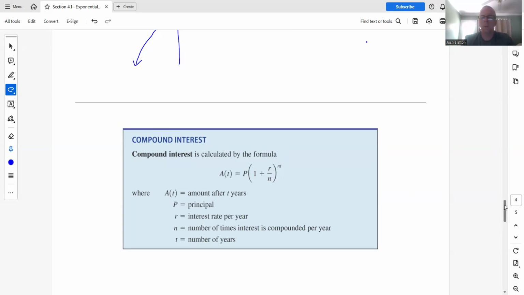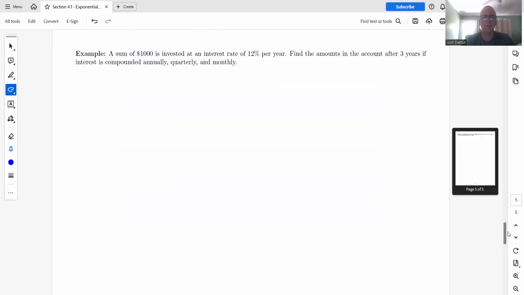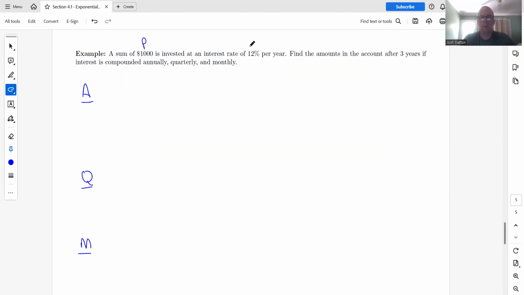So let's look at a few examples here. We have a sum of $1,000 invested at 12% per year. We're going to find the amount after 3 years if we're compounding annually, quarterly, monthly. So we'll do annually, quarterly, I think this will be enough room, monthly. So this is our principal, this is our rate, and this is our time, and then each of these will be our n. So here we have n equals 1. So annually is n equals 1.